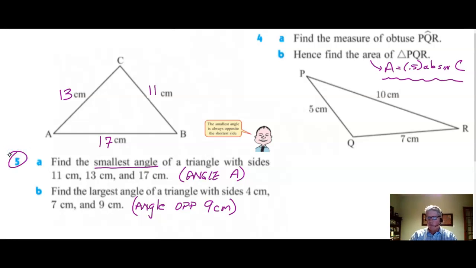Number 5. So they give you three sides again. They're asking for an angle again. But they ask for the smallest angle. They don't ask for A, B, and C. So the point here is the smallest angle will always be opposite the smallest side. Okay. The largest angle will be opposite the largest side.